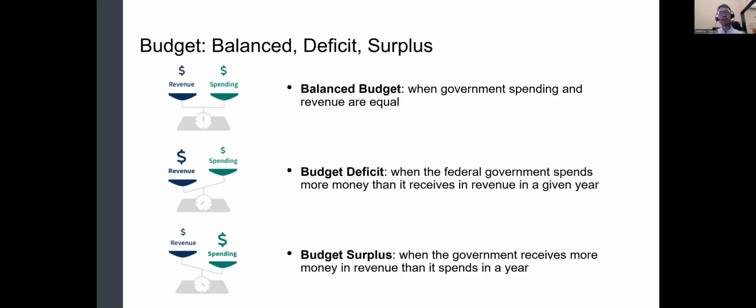When the federal government spends more money than it receives in revenue in a given year, then the budget is said to be in deficit. Similarly, when the government receives more money in revenue than it spends in a year, the budget is said to be in surplus. So there are three types of state again, where the budget can be in balance, deficit, or surplus.